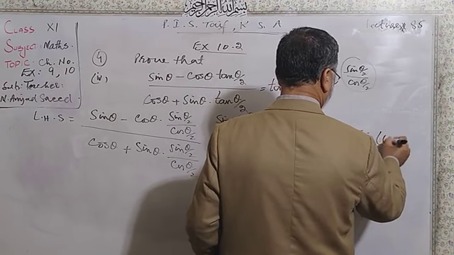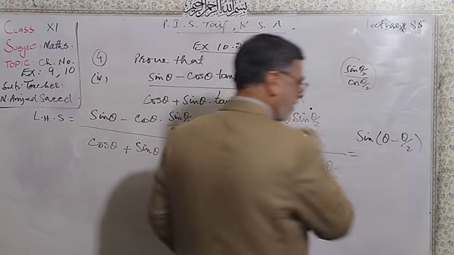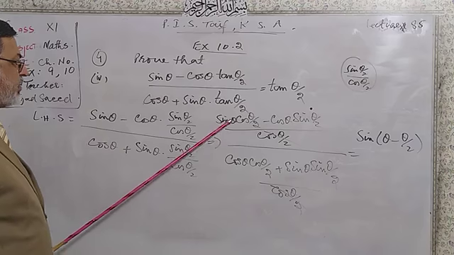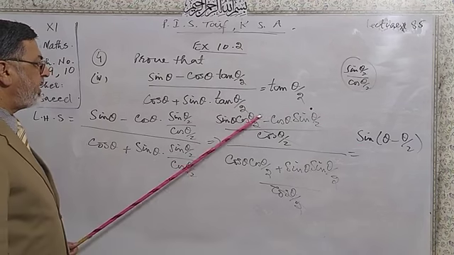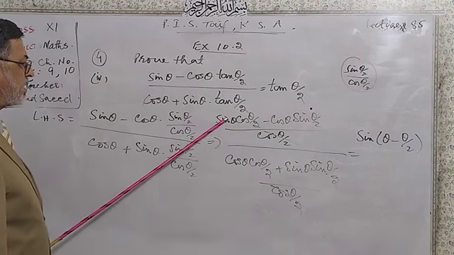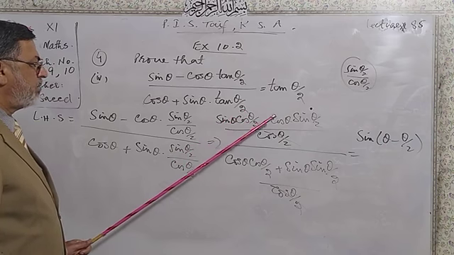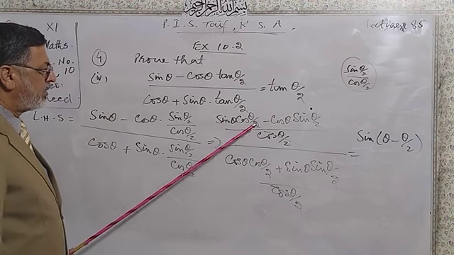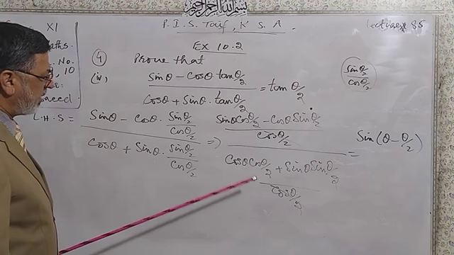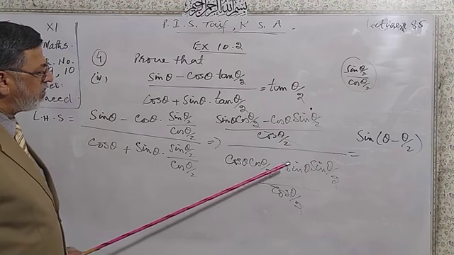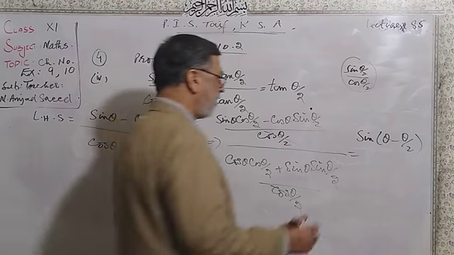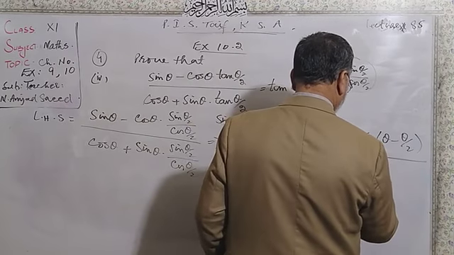Here is sine alpha minus beta. Basically, alpha is theta and beta is theta by 2. Sine alpha cos beta minus cos alpha sine beta, that is sine alpha minus beta. Similarly, cos alpha cos beta plus sine alpha sine beta, that is cos alpha minus beta.